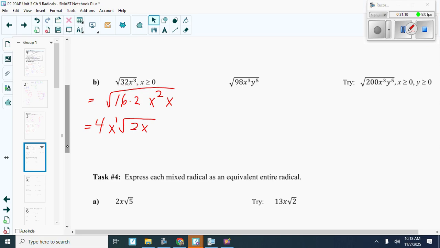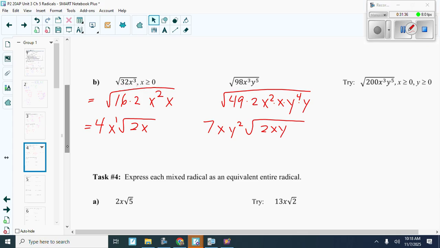Okay, so 98, it would be 49 times 2. If you want, you can pull out, these are all being multiplied by each other. You can pull it out into groups so that you can see we're doing a 7, we're doing an x and a y squared comes out, and we're left with a 2xy.